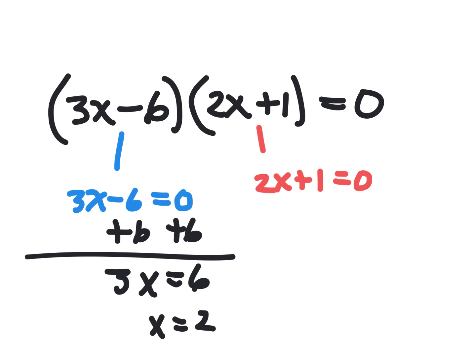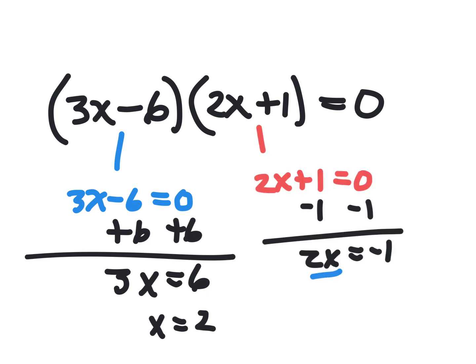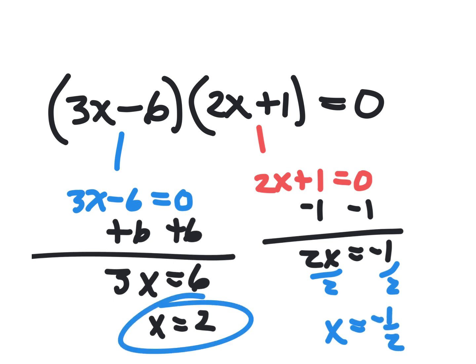Zariah, how do I solve the red equation? Minus 1, minus 1. 2x equals -1. Divide 2, divide 2. X equals -1/2. So, when they're harder, and they don't just jump out at you like, oh, the answer's 7, just make a little equation and set it equal to 0.